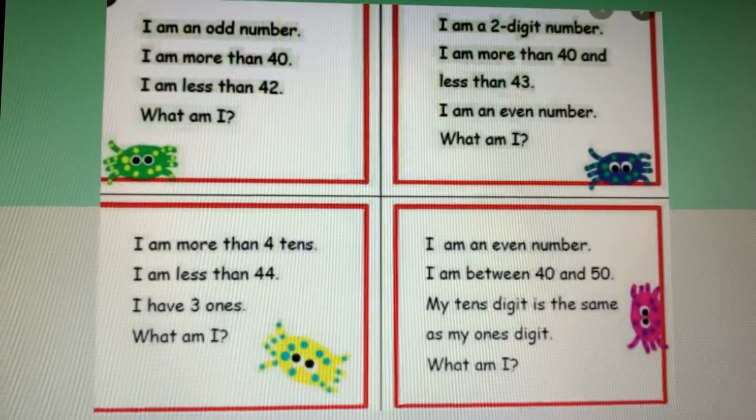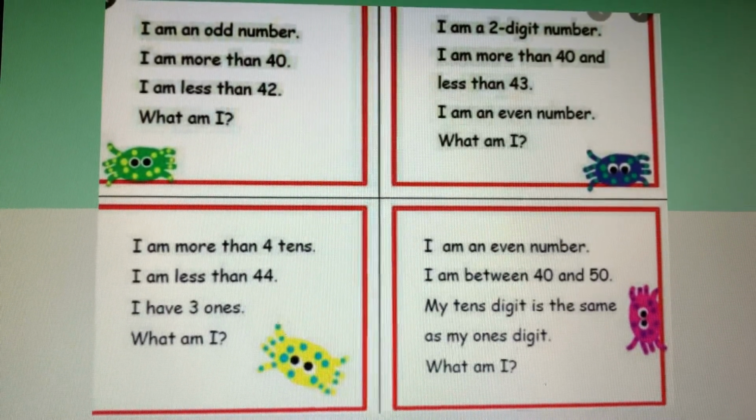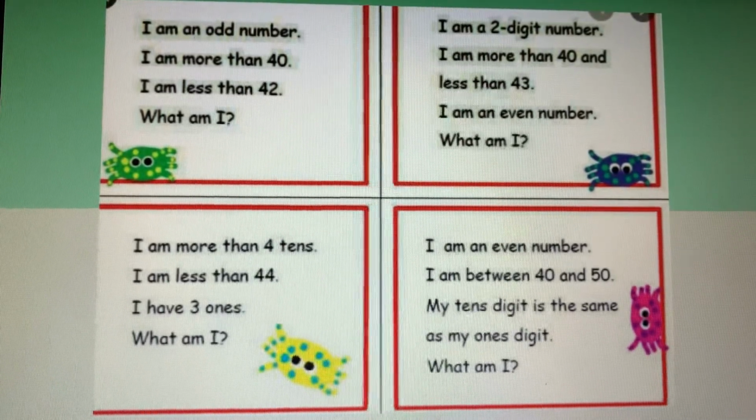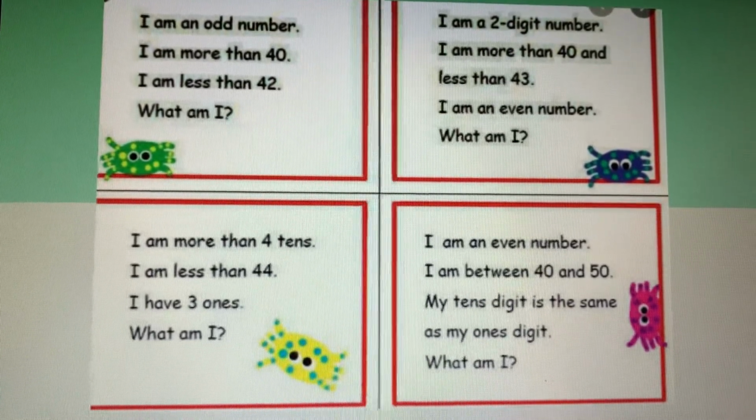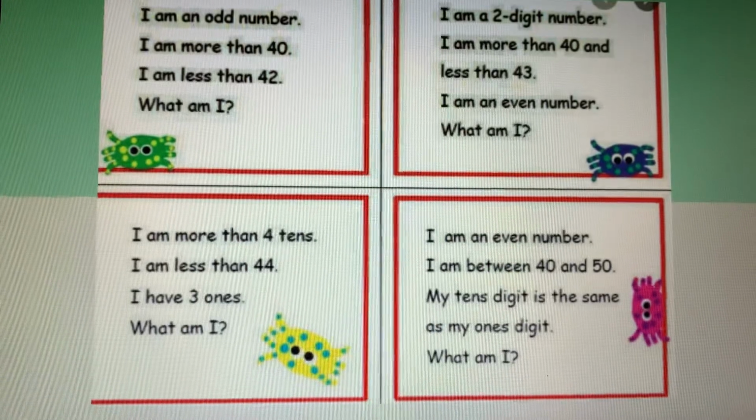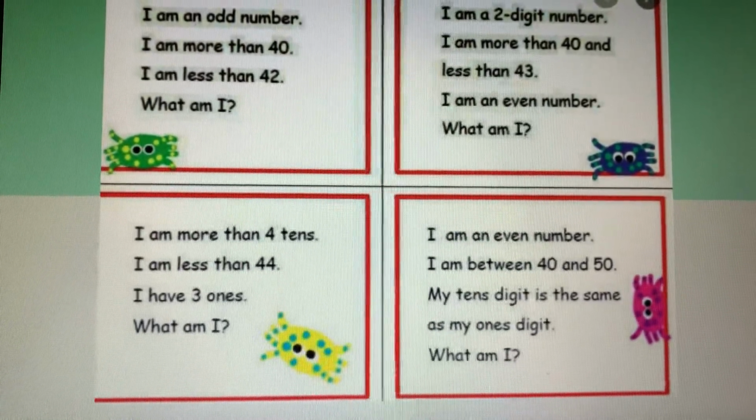I'm more than 4 tens. I'm less than 44. I have 3 ones. What am I? And I'm an even number. I'm between 40 and 50. My tens digit is the same as my ones digit. What am I?